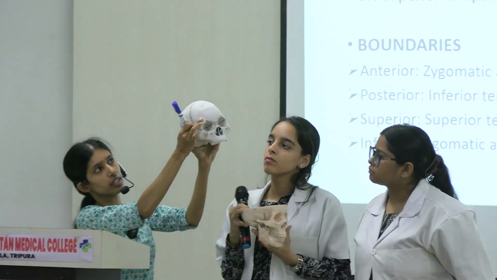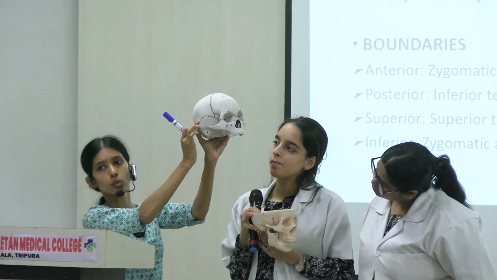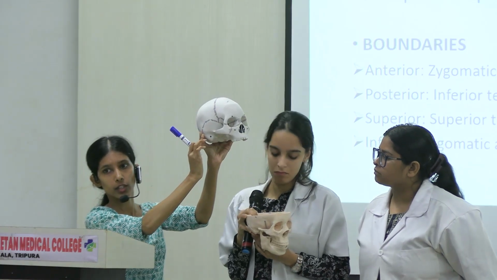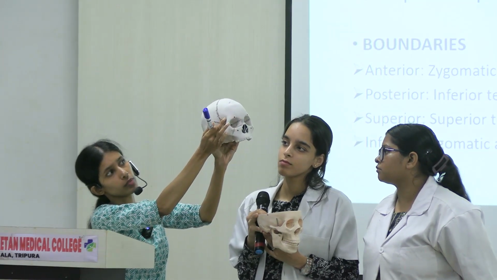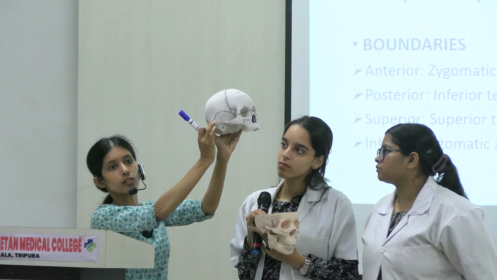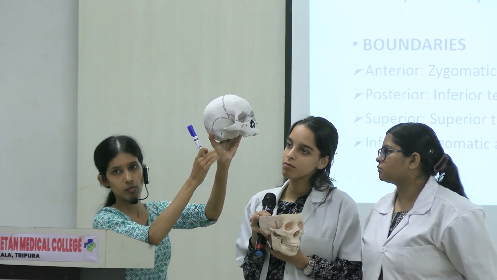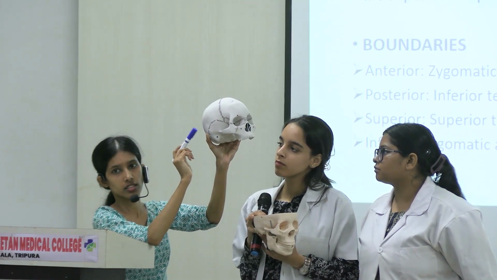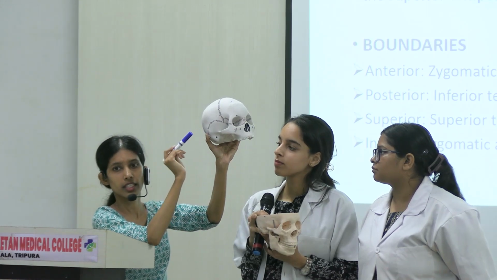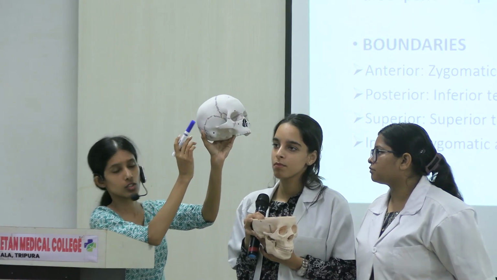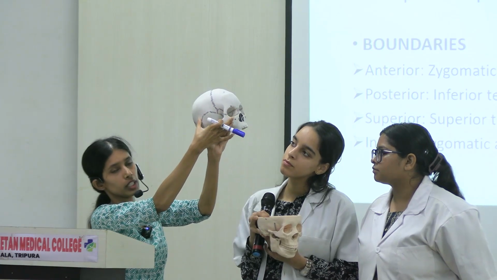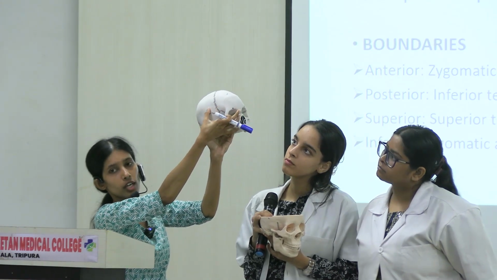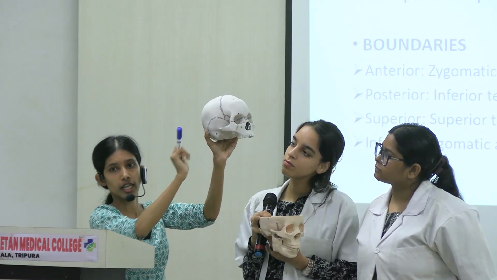So from here we will have the superior temporal line. Below the superior temporal line, from this region, we can see the inferior temporal line. If we have the original skull, a real skull, we can see those lines. Here it is not mentioned, so I am just passing my thumb. This is your superior temporal line part and this is your inferior temporal line part.